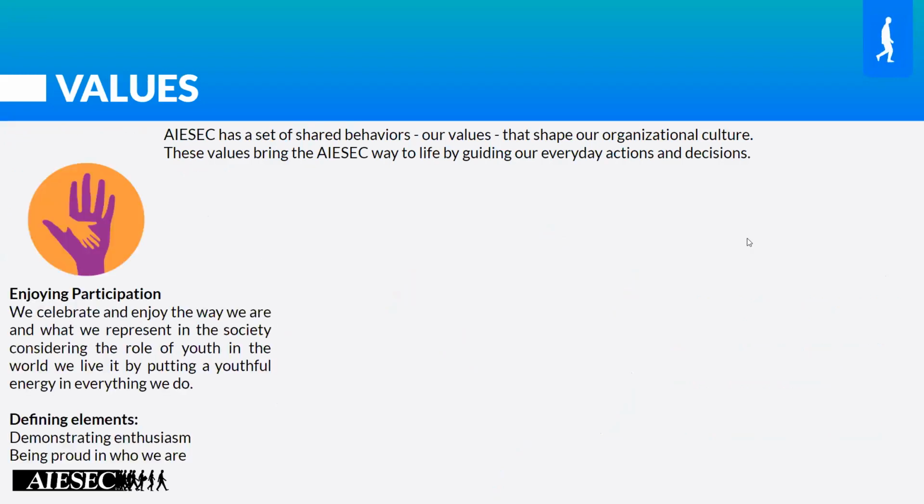Very quickly, we have what we call enjoying participation. This is where everyone comes in and is able to demonstrate enthusiasm and be proud of who they are, but most importantly, take part in initiatives and dare to take part in activities that can enhance their leadership potential.